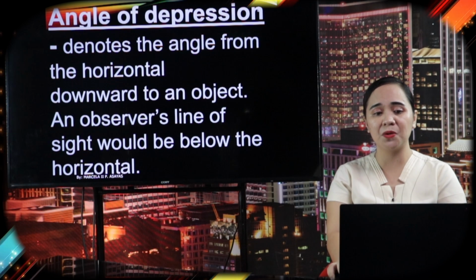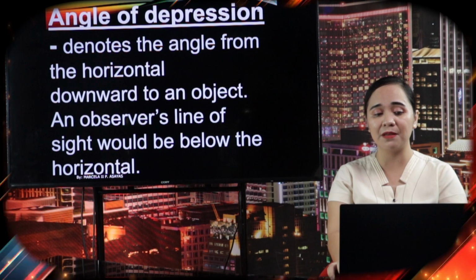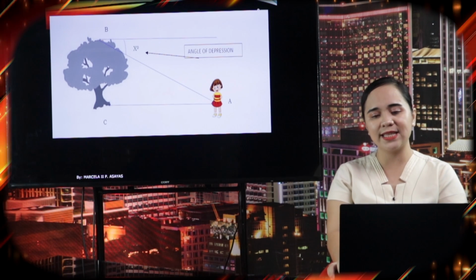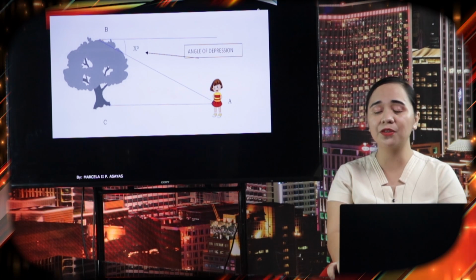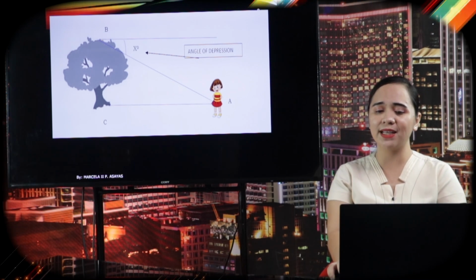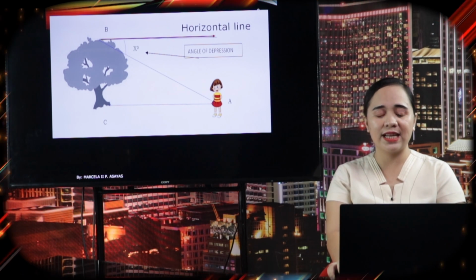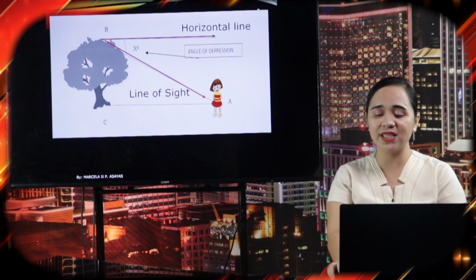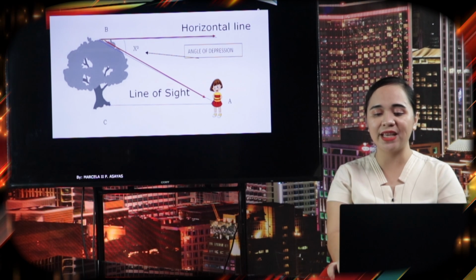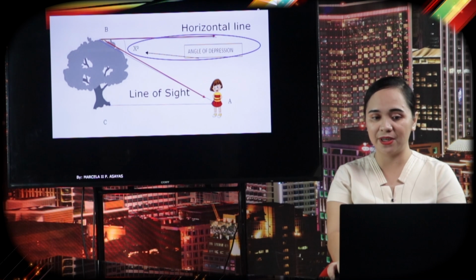Angle of depression denotes the angle from horizontal downward to an object. An observer's line of sight would be below the horizontal. For instance, I have here an illustrated figure: a tree, or puno, and a girl, batang babae. We can form an angle of depression by the top of the tree, which is a horizontal line, and the line of sight, which is the line from the tree to the girl. So the angle of depression is between the horizontal line and the line of sight. So that is the angle of depression.